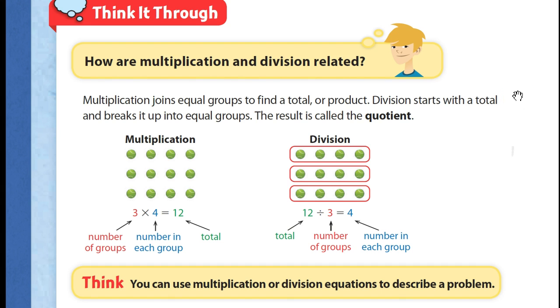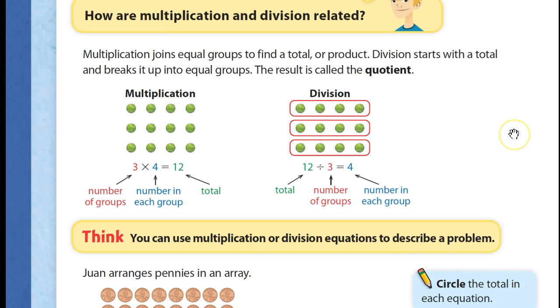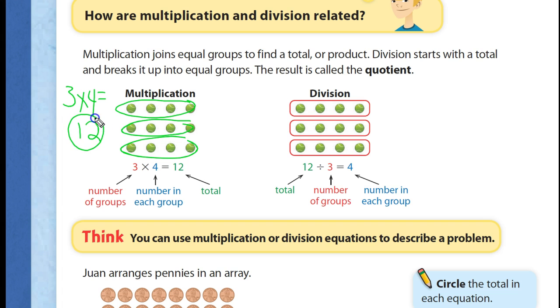It says multiplication joins groups to find the total or product. See, the first one tells me how many groups I have. I have 3 of them. And the second number tells me how many in each group. I have 4 of them. So 3 times 4 is 12. See? In multiplication, I join all the equal groups to give me the total.